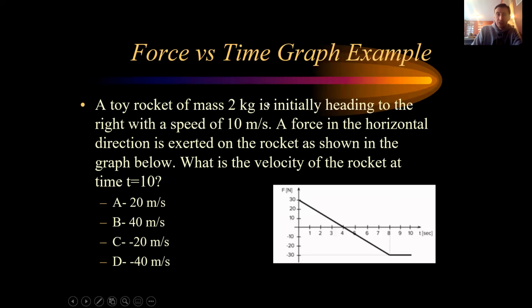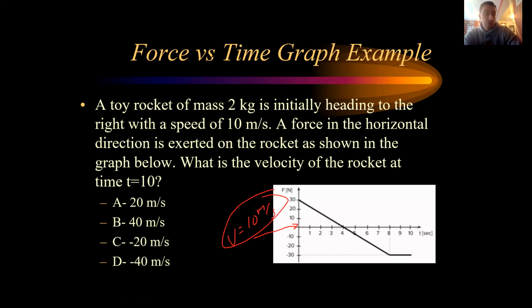We got an example. It says a toy rocket of mass 2 kilograms is initially heading to the right with a speed of 10 meters per second. So I know at this point here, let me kind of just build this out. At time equals 0, my velocity here is 10 meters per second. It starts with a velocity.